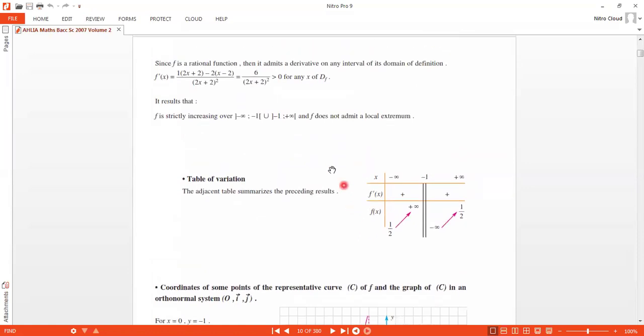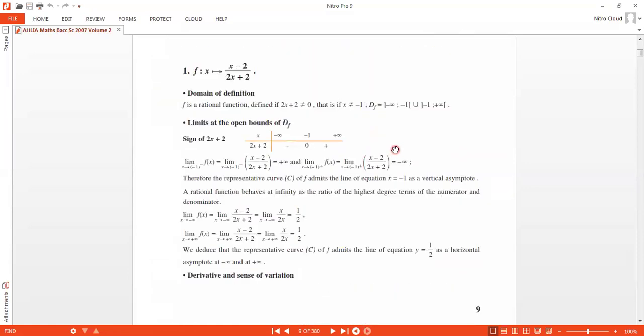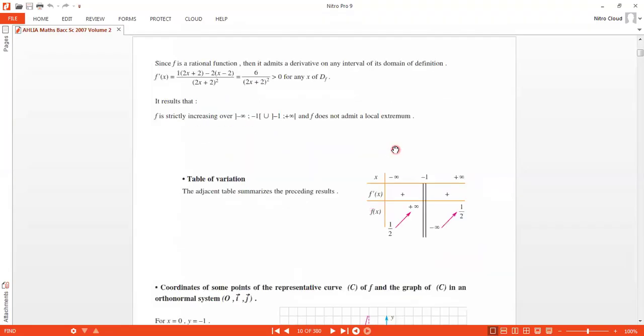Now, after finding the limits, we need to do the derivative and the sense of variation. So the derivative is u prime v minus v prime u over v squared, which is 6 over (2x plus 2) squared. This is positive for every x. So it doesn't have any local extremum. Of course, it's not going to have any maximum or minimum because the derivative is positive for every x. So as you see in the table, we put first the domain, which is minus infinity, minus 1, plus infinity, with minus 1 blocked. And it's positive, so it's increasing all the way.